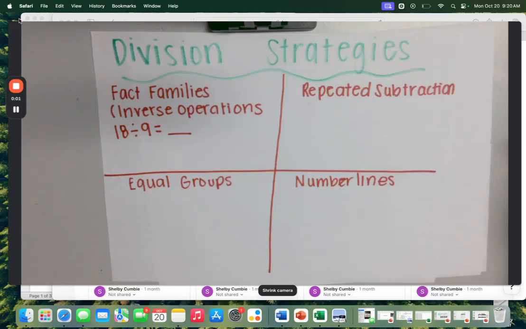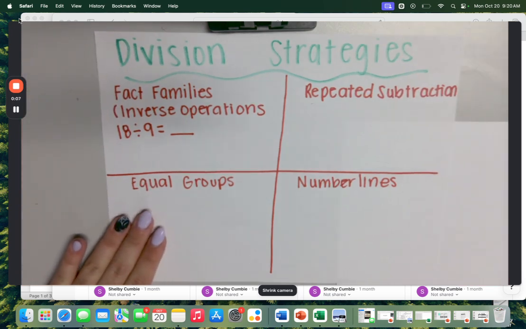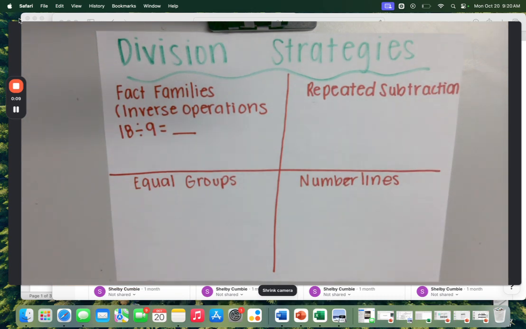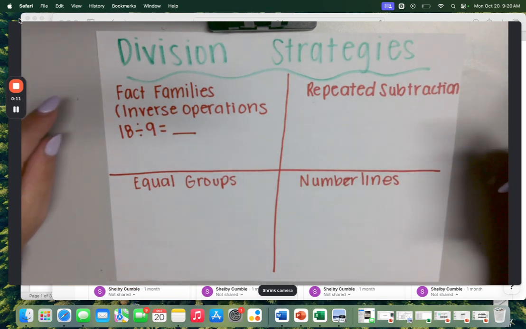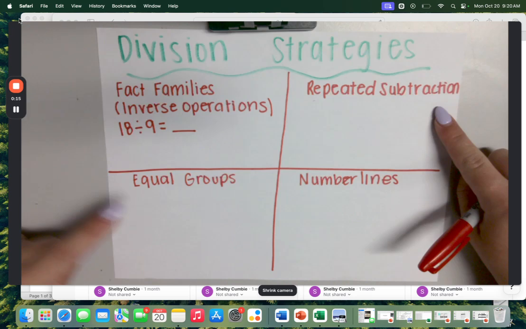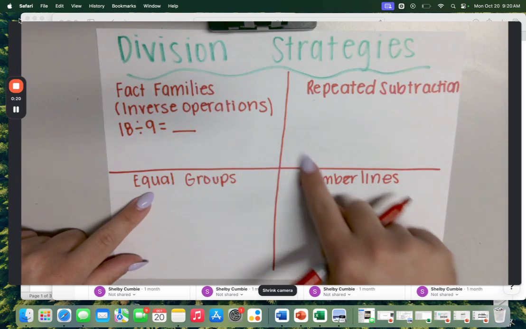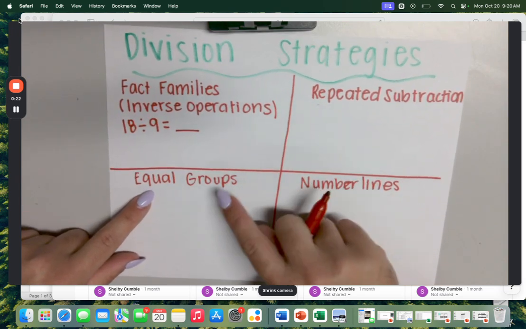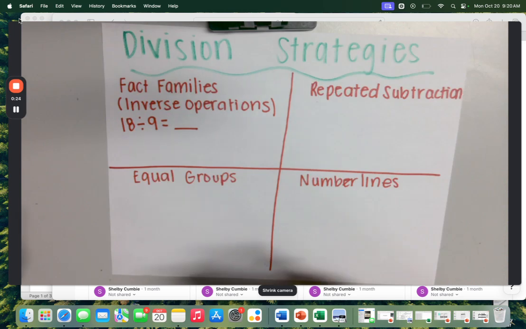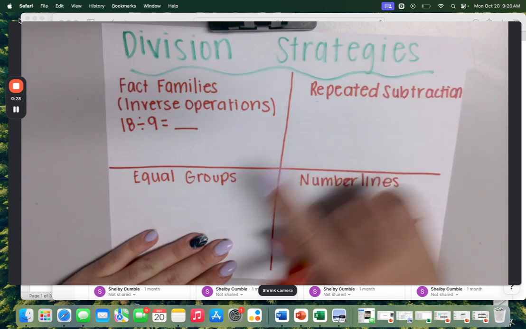In this video, we're going to take a look at division strategies specifically for third grade. In this strategy set, we're going to look at fact families, commonly known as inverse operations, repeated subtraction, equal groups, and number lines. These strategies mirror the multiplication strategies. They're just the opposite side. So instead of repeated addition, division does repeated subtraction.